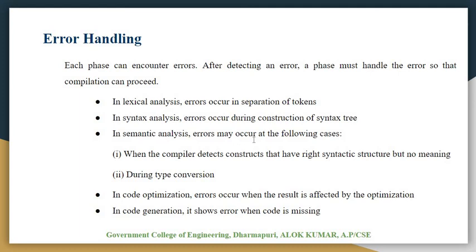In semantic analysis, errors may occur in the following cases. Suppose the compiler detects constructs that have the right syntactic structure but no meaning. And next, suppose during type conversions also, errors may occur. In the code optimization phase, errors occur when the result is affected by the optimization. In the code generation phase also, it shows an error when the code is missing. So all these are the errors that can occur in different phases of a compiler.